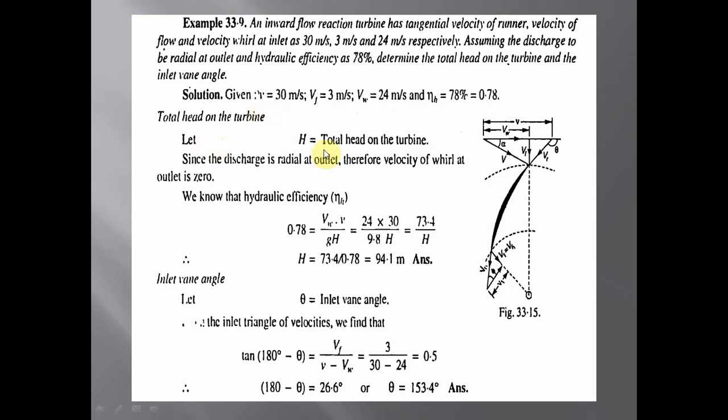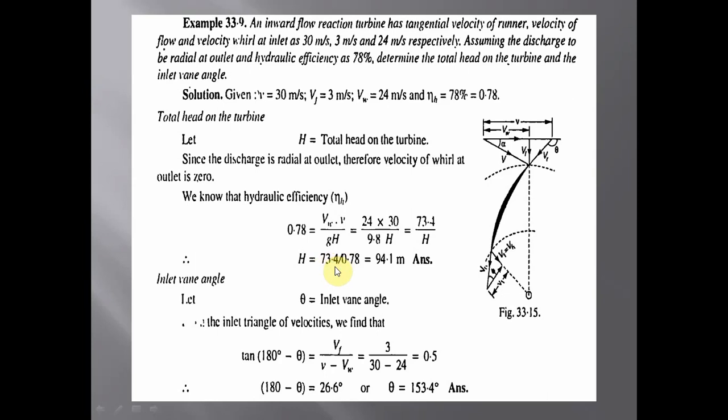So total head on the turbine. Okay. So this is the velocity triangle at inlet, and this is the velocity triangle at the outlet. V1 is the initial velocity, Vf is equal to Vf1, and this is the velocity of whirl Vw. Let H be the total head on the turbine. Since the discharge is radial at outlet, therefore velocity of whirl at outlet is 0. We also know that hydraulic efficiency is 0.78 equal to Vw into u divided by g into H, that is 24 into 30 divided by 9.81 into H, that is 73.4 divided by H.